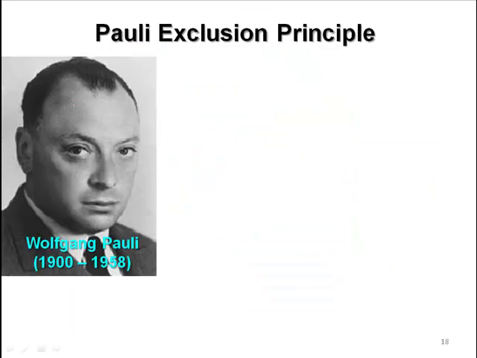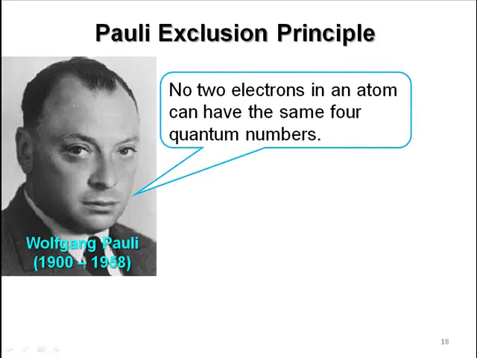This puzzle here, next person in our history is Wolfgang Pauli, and I love Pauli. I love the Pauli exclusion principle. It works out great with friends and enemies. Wolfgang Pauli said, no two electrons in an atom can have the same 4 quantum numbers.